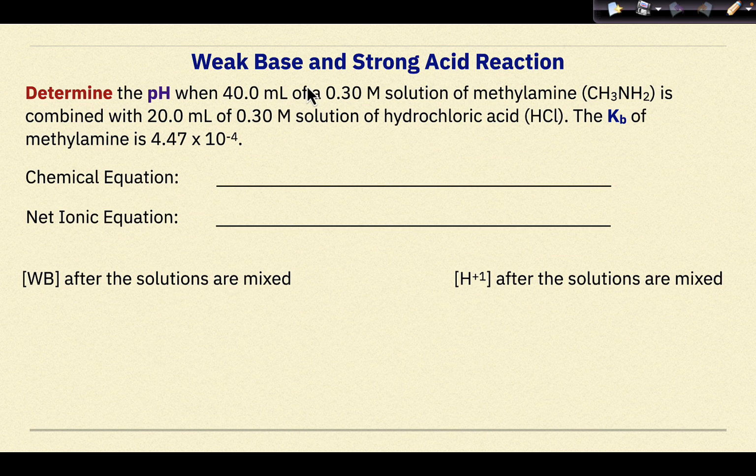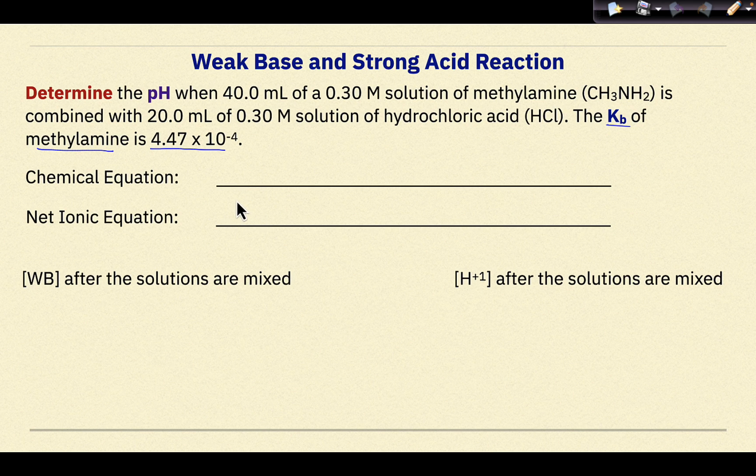Now let's look at a weak base and strong acid reaction. Determine the pH when 40.0 milliliters of a 0.30 molar solution of methylamine, CH3NH2, is combined with 20.0 milliliters of 0.30 molar solution of hydrochloric acid, HCl. The Kb of the methylamine is 4.74 times 10 to the negative 4.